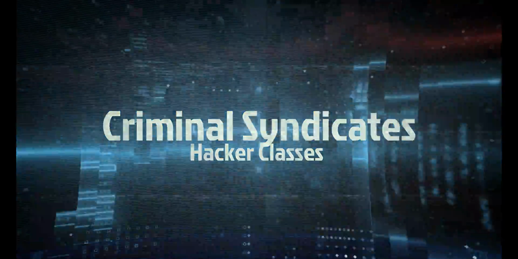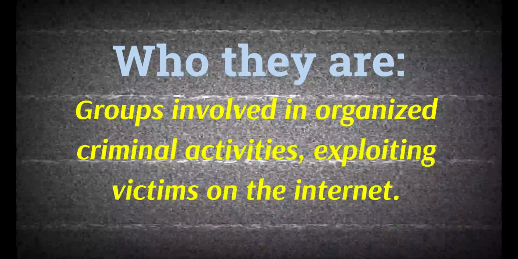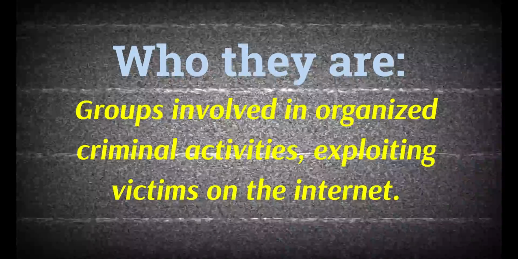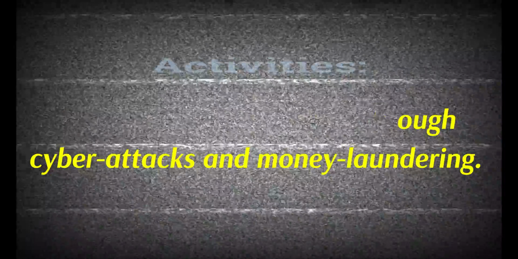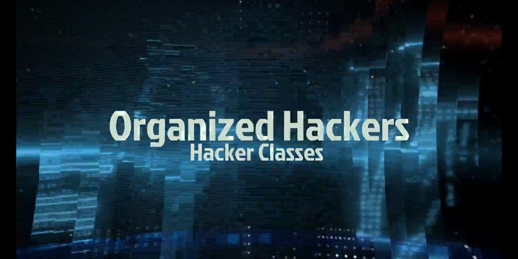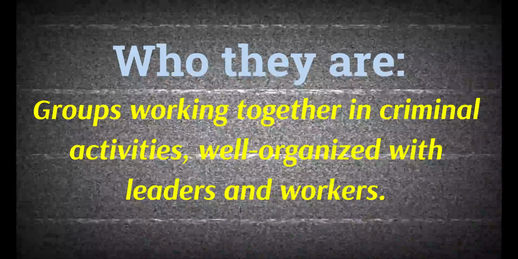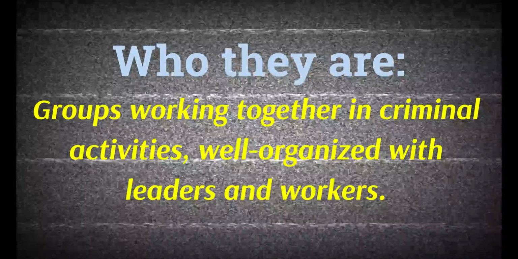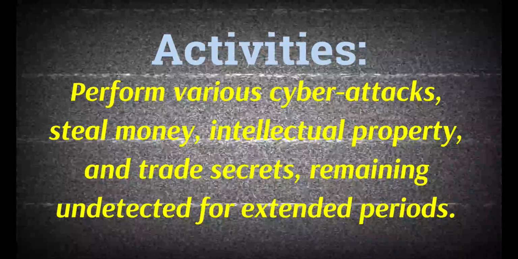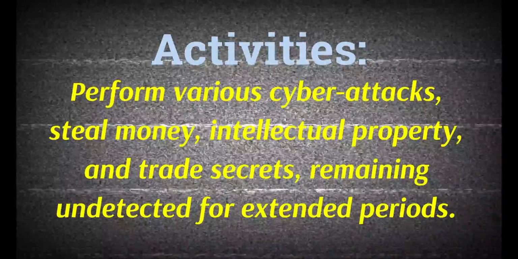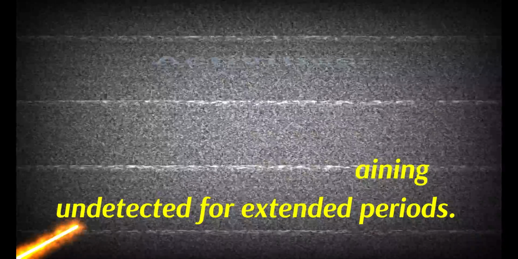Criminal syndicates. Who they are: groups involved in organized criminal activities exploiting victims on the internet. Activities: illegally embezzle money through cyber attacks and money laundering. Organized hackers. Who they are: groups working together in criminal activities, well organized with leaders and workers. Activities: perform various cyber attacks, steal money, intellectual property, and trade secrets, remaining undetected for extended periods.